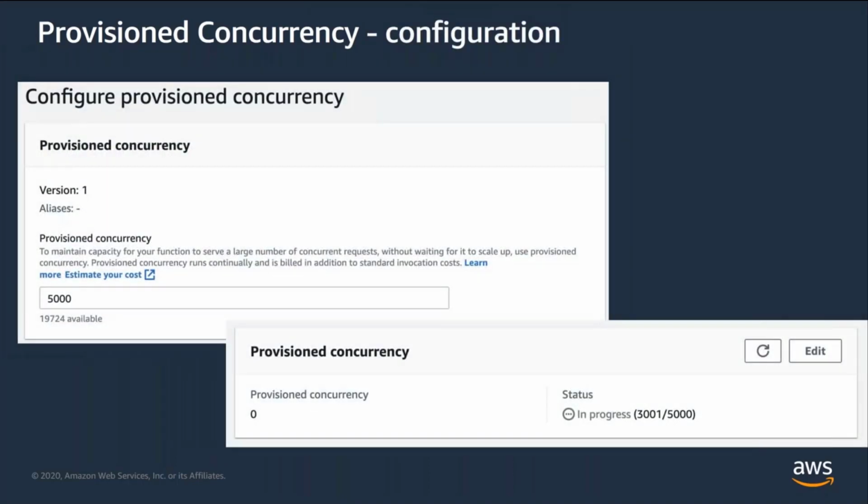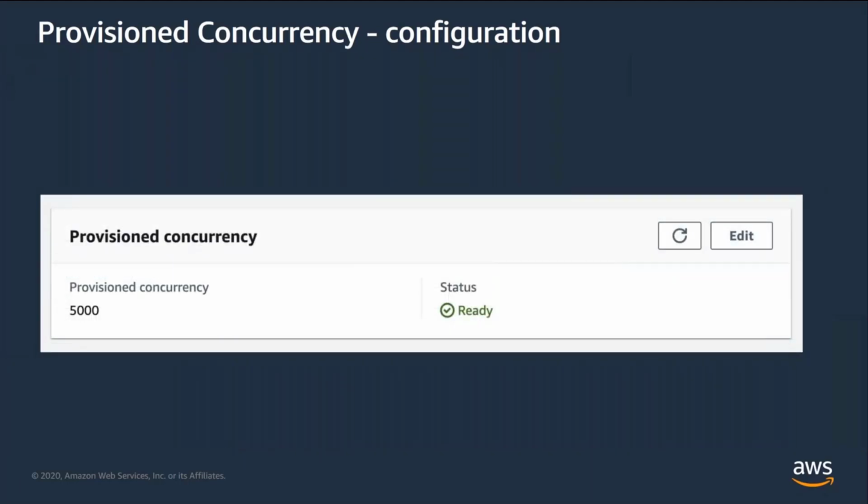Setting up provisioned concurrency in the console is pretty straightforward. Once you've published the function version alias, navigate to that version in the provisioned concurrency panel. Here you can specify a capacity. Once you save the new setting, the status shows up how much capacity is provisioned, bearing in mind the 500 functions per minute ramp up. Once it's completely provisioned, the status is updated.